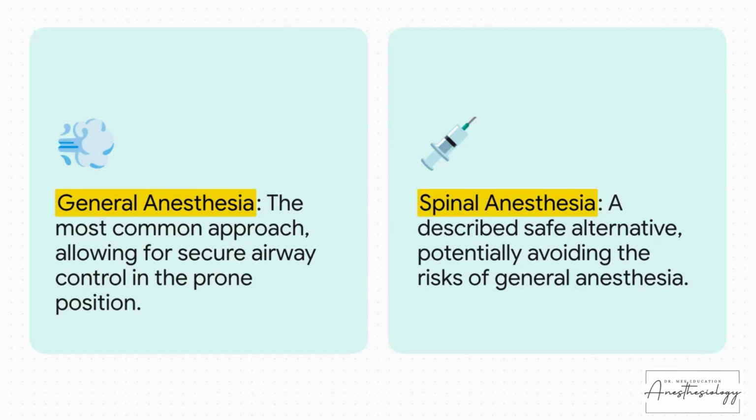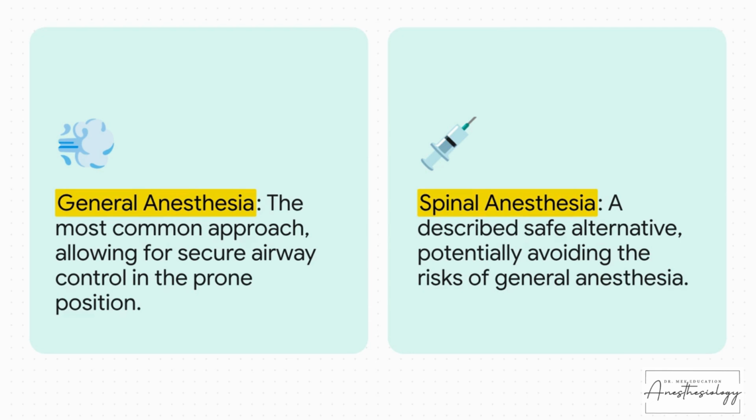Now for technique. General anesthesia with an endotracheal tube is by far the most common approach. It just gives you that secure airway control you need when the patient is prone. But it's worth knowing that spinal anesthesia has been described as a safe option in some case series for very select patients.